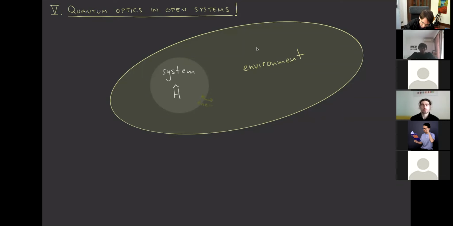energy and, in general, other types of information with this environment, okay? So there is an exchange of energy and information, and therefore our system is no longer a closed system, the dynamics of which is described by a Hamiltonian, because it is exchanging energy and information dynamically with the environment.